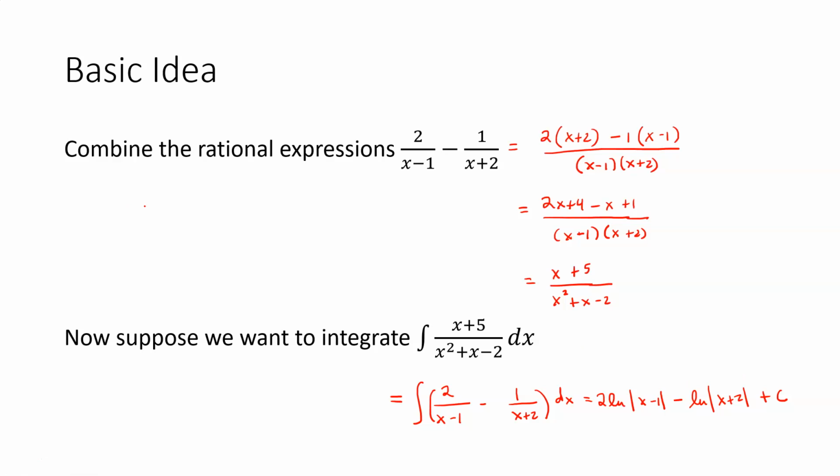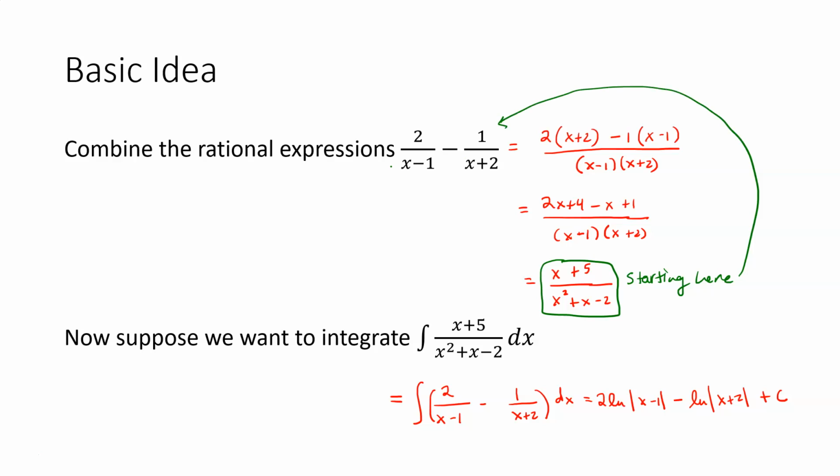Okay, so the basic idea is that here we're going to be looking at the rules that will allow us to do this process that we did here in reverse. In other words, we want to start with an expression like this. We want to go backwards and split it up into an expression like this. Okay, so in a sense what we're doing is expanding out this rational expression into a sum or a difference of simpler rational expressions.